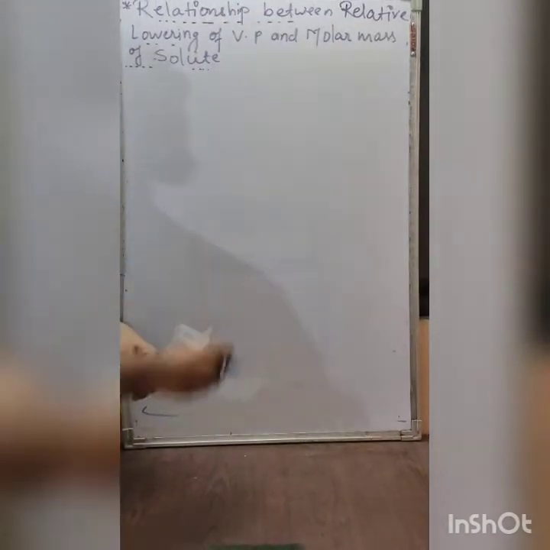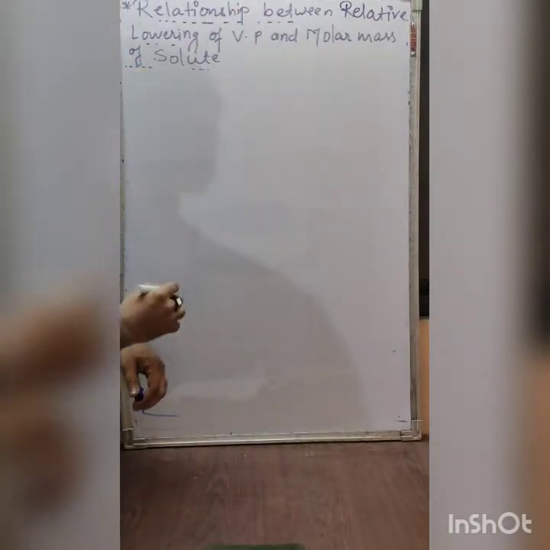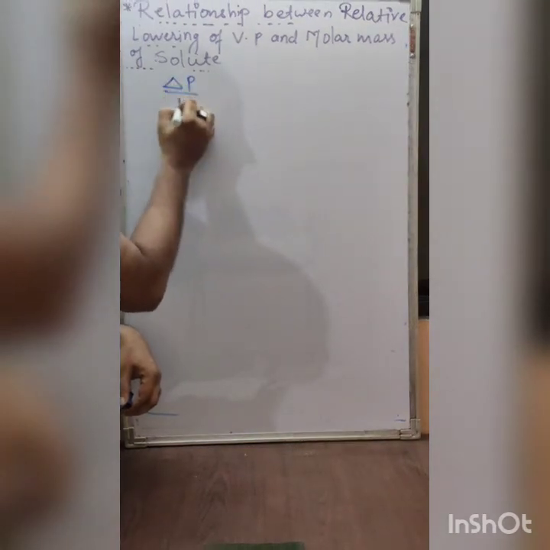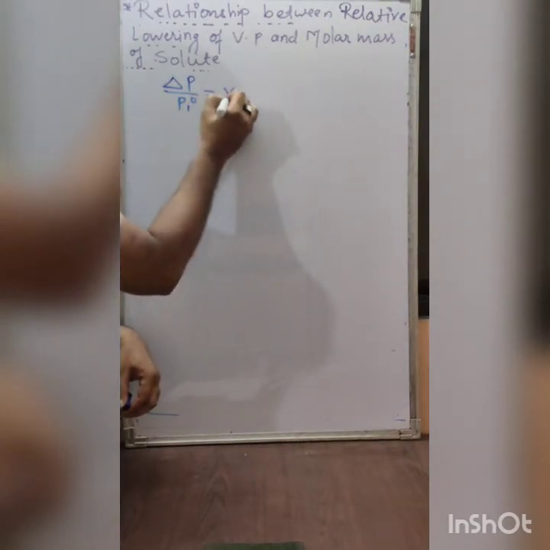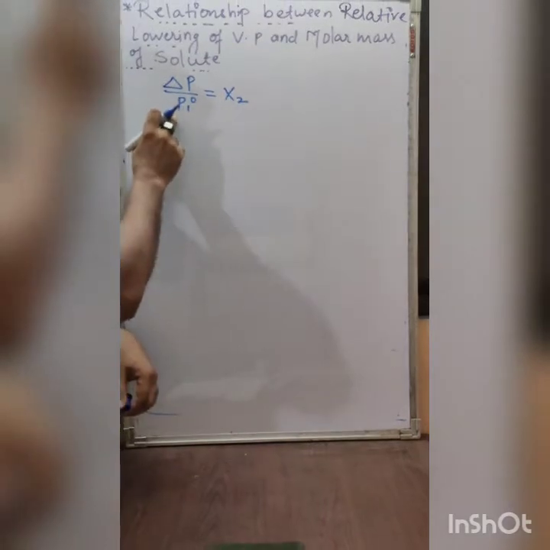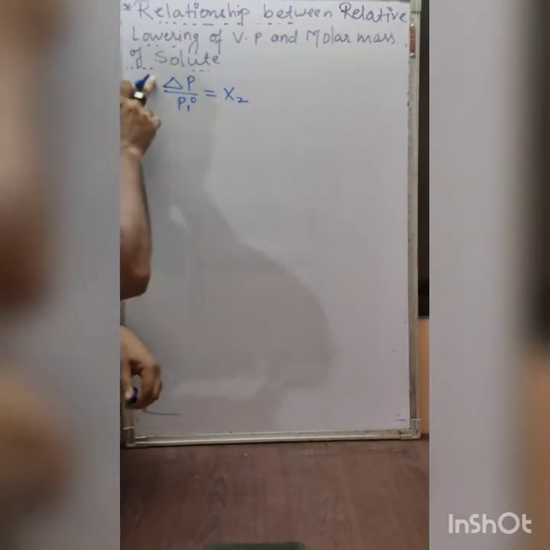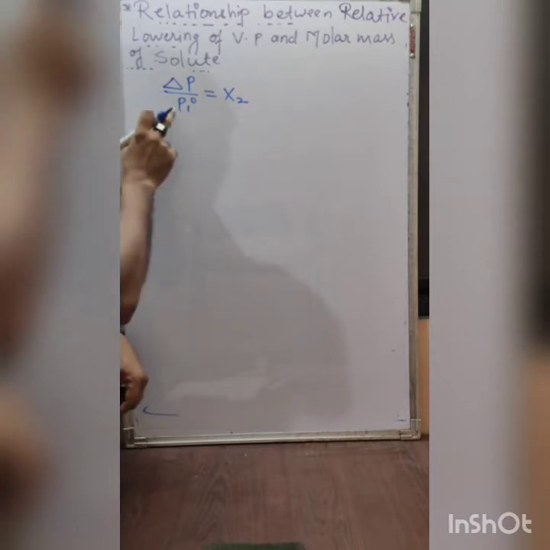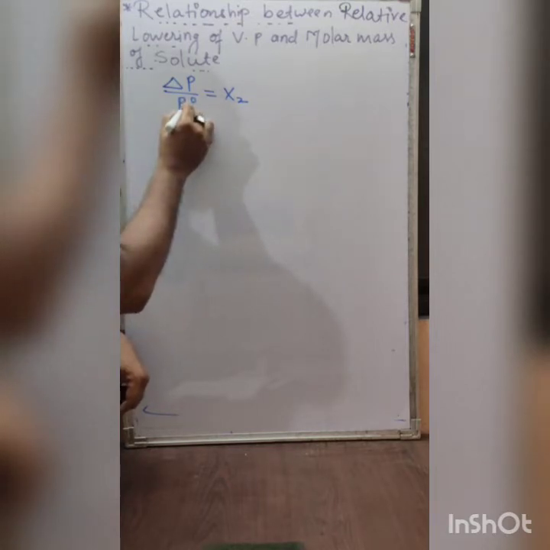इन दोनों का रिलेशनशिप क्या है? As per the relative lowering of vapor pressure, we write delta P upon P10 is equal to x2. We have seen this equation in the last lecture. Delta P is called the lowering of vapor pressure, which can be written as P10 minus P. When lowering of vapor pressure is divided by P10, P10 is called the vapor pressure of pure solvent.